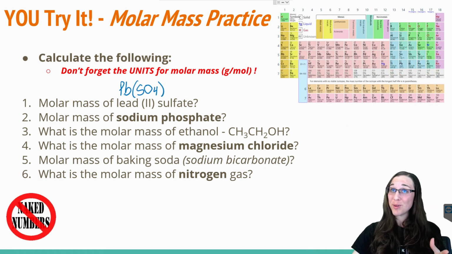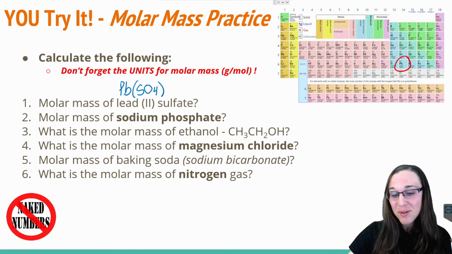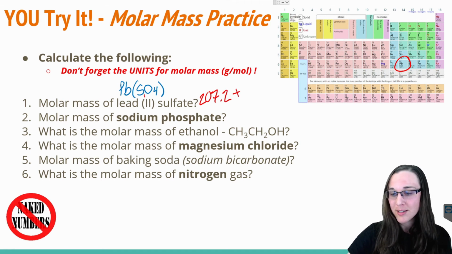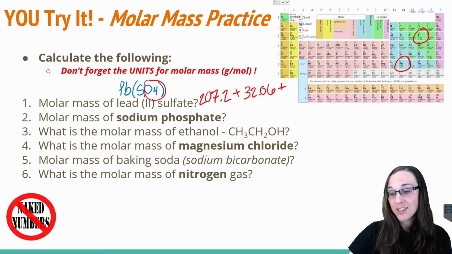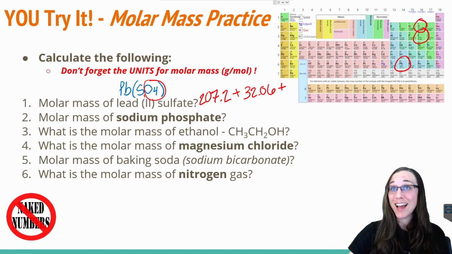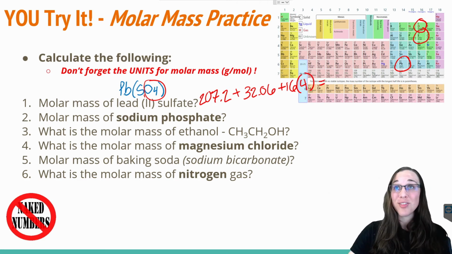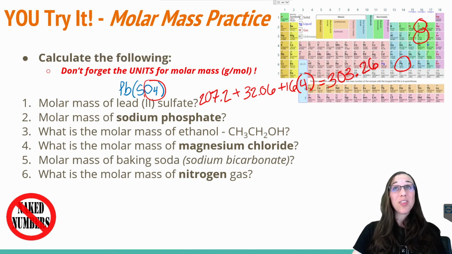All right, so going back to our periodic table now, we can find Pb, peanut butter jelly time, 207.2. There's one of those present, 207.2, plus 1 sulfur atom present, and sulfur is 32.06, plus 4 oxygens. Oxygen is right here at 15.99 or 16. 16 times 4. We add all of those together and we get 303.26. Now again, don't ever leave that number alone without its units. That's in grams per mole.